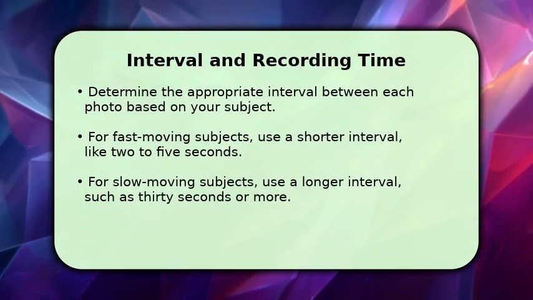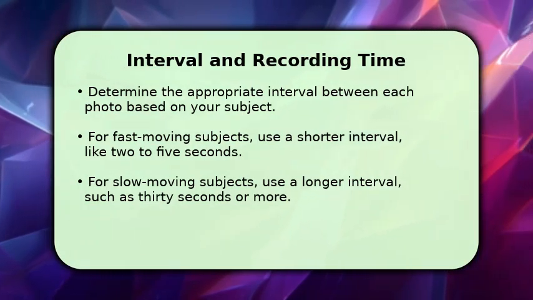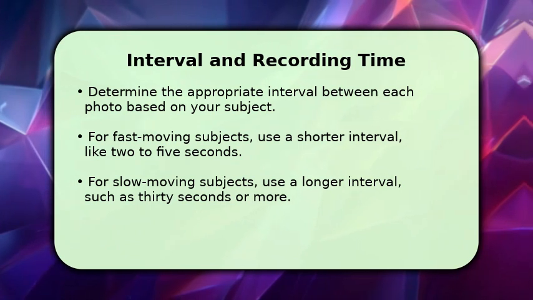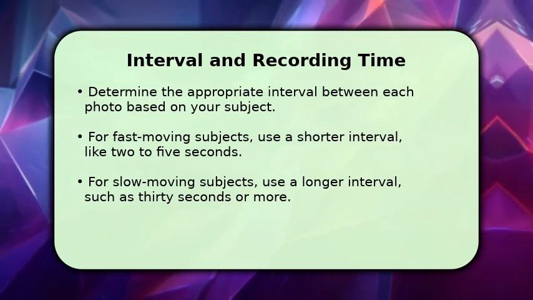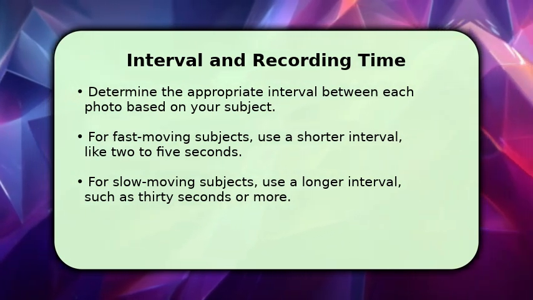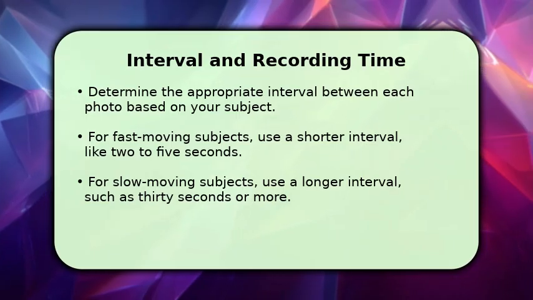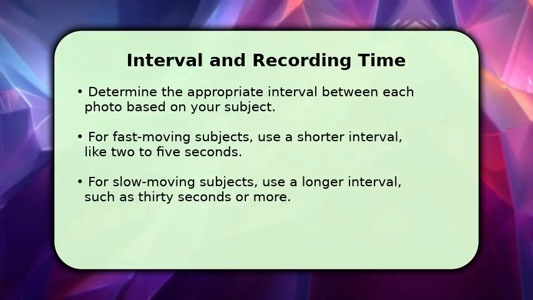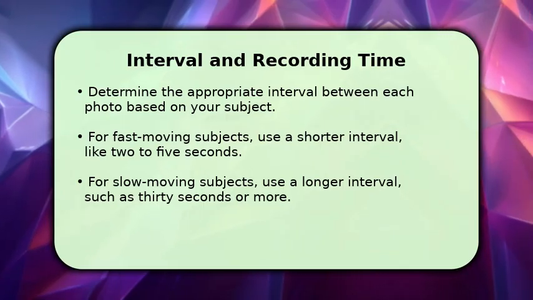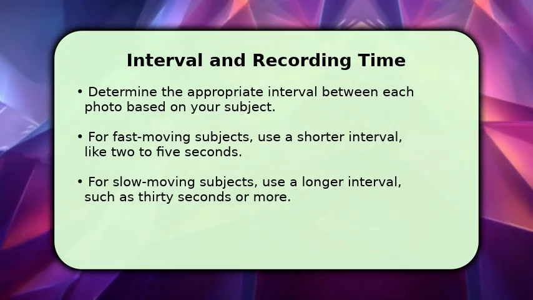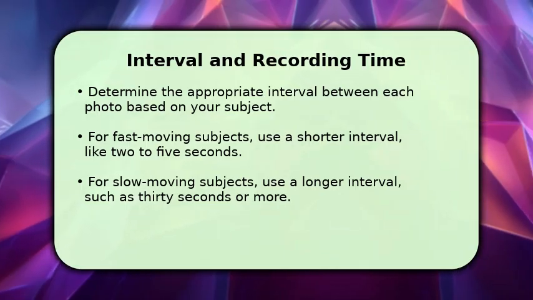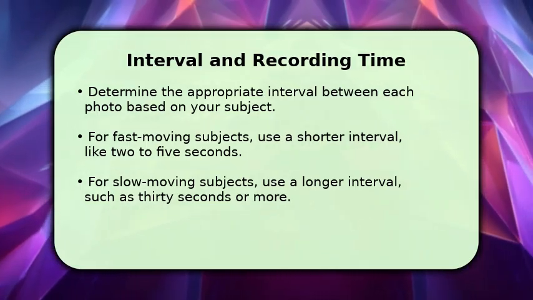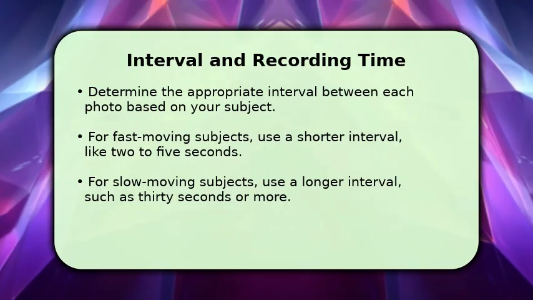Deciding on the right interval between shots is crucial. For rapidly changing scenes like traffic, an interval of 2 to 5 seconds works well. For slower events, such as a sunset, 30 seconds to 1 minute might be more suitable. A good rule of thumb is to aim for at least 24 frames per second in your final video. If you want a 10-second video, you'll need 240 photos. Plan your total recording time accordingly.